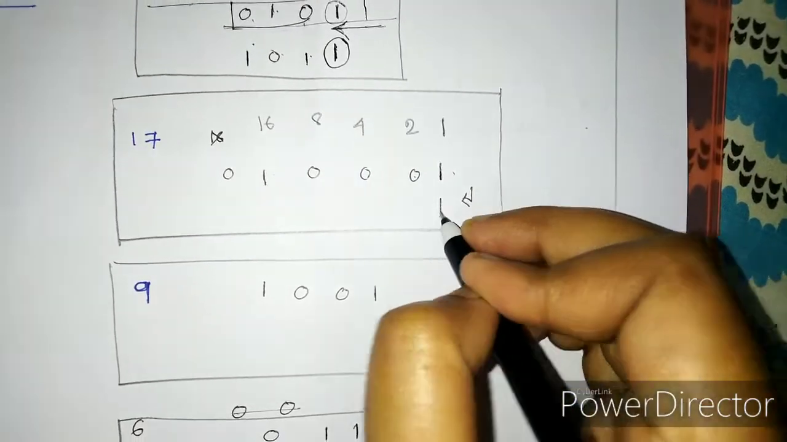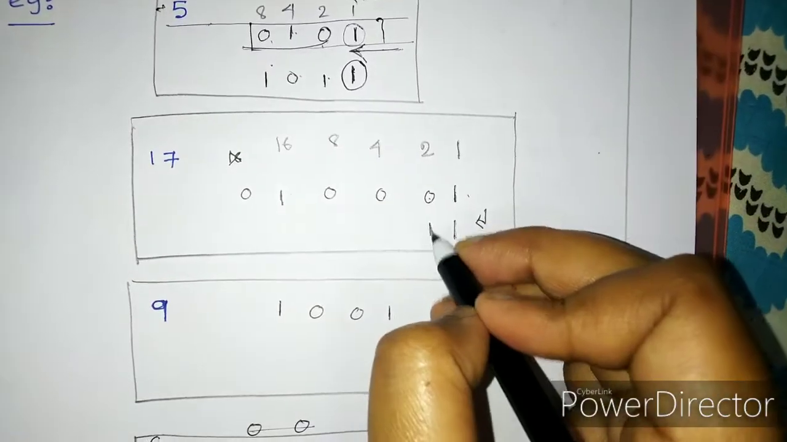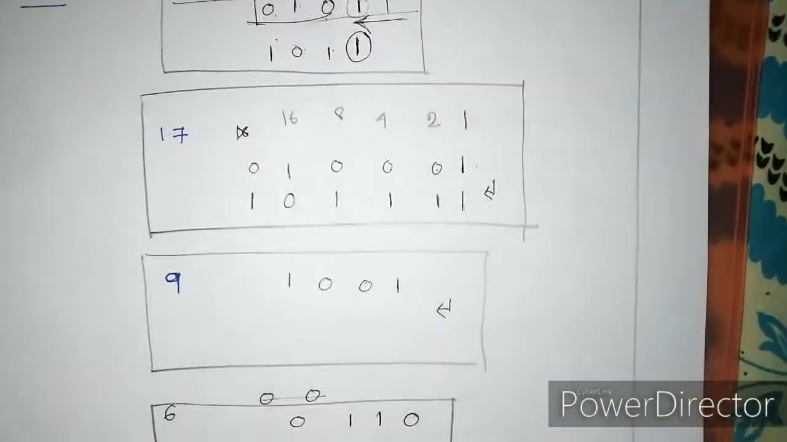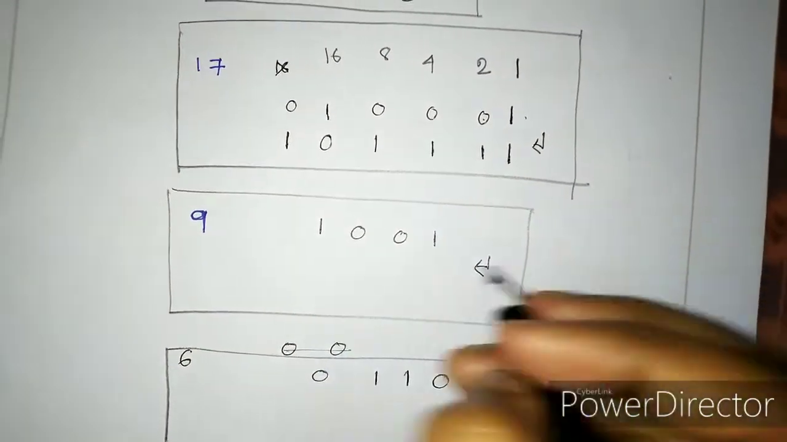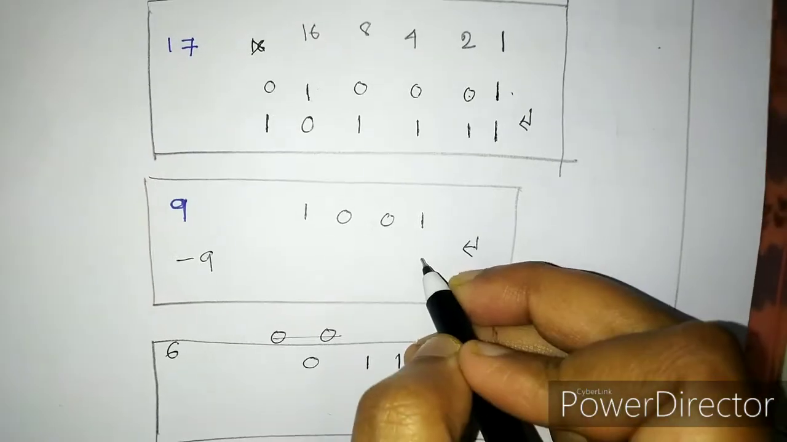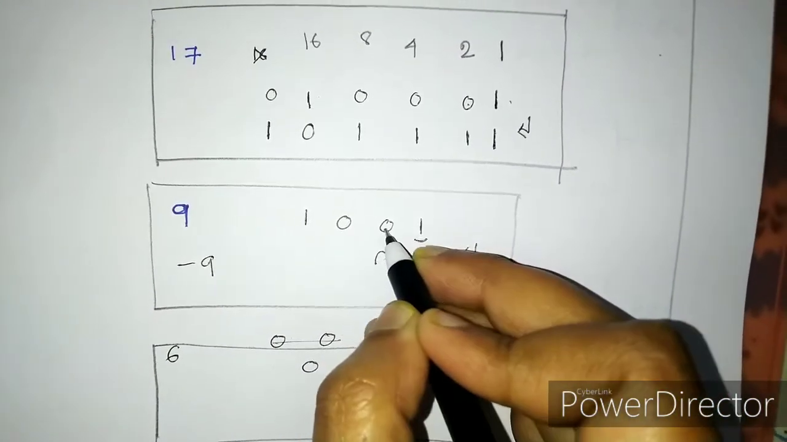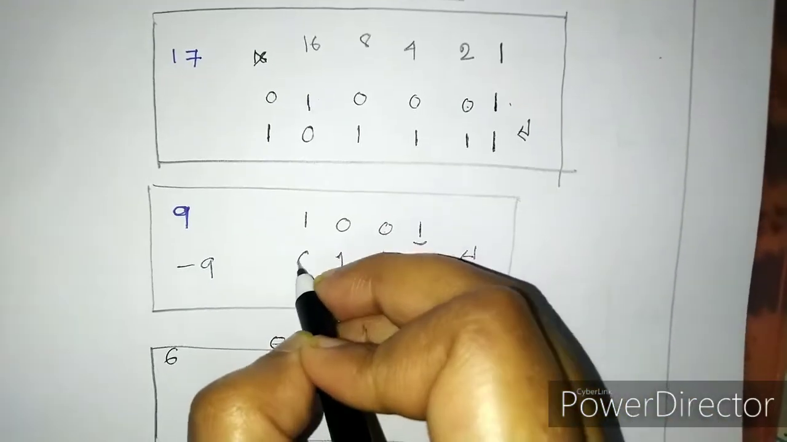It will be as it is. And for the rest of the bits, it will be the 1's complement of them. So 0, 1, 1, 0, 1. Now 9: for plus 9 it is 1, 0, 0, 1. And for minus 9, the first one stays as it is, and the rest will be the 1's complement, so 1, 1, 0.